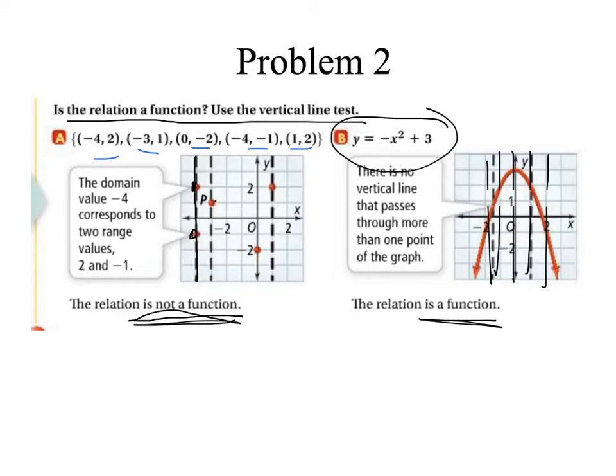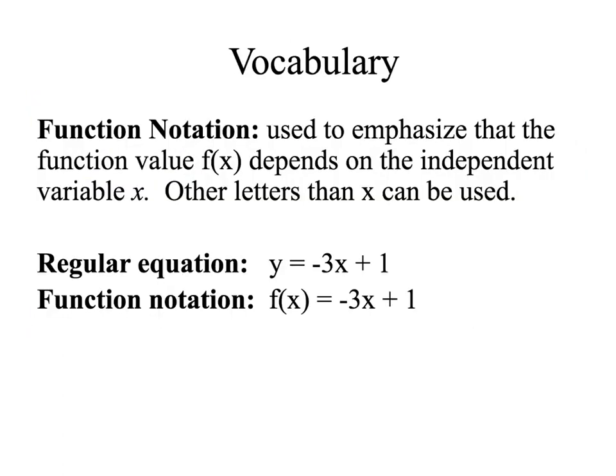Okay, so we use the vertical line test when we have graphs to prove if a relation is a function or not. If it hits more than one point, it's not a function. Okay, and last part of vocabulary, it's called function notation. This seems to give everybody trouble, but just don't overthink it.